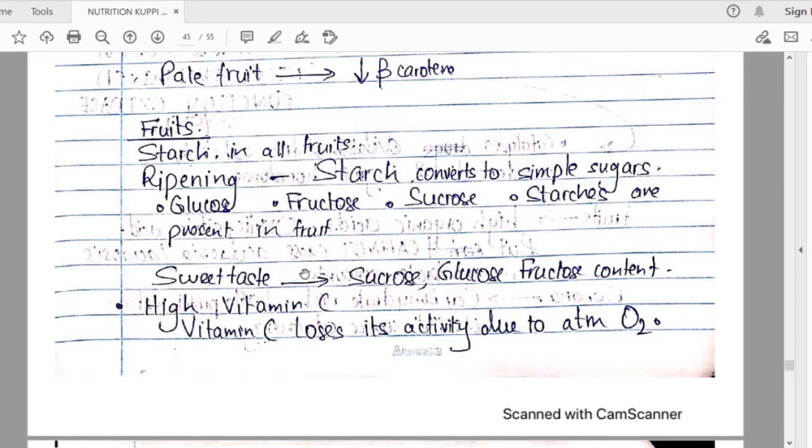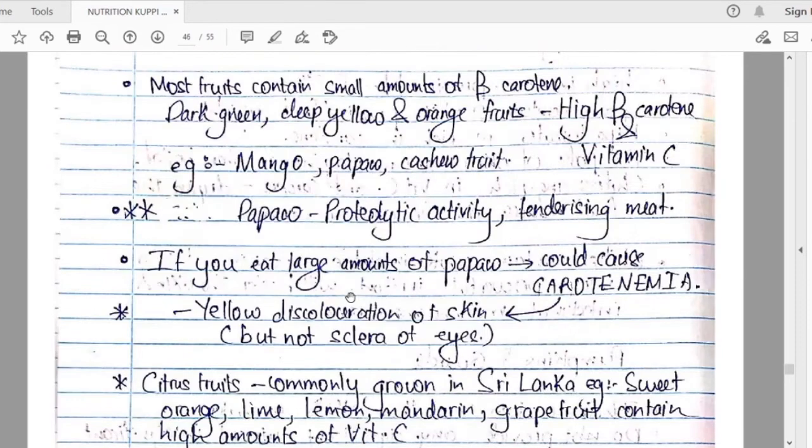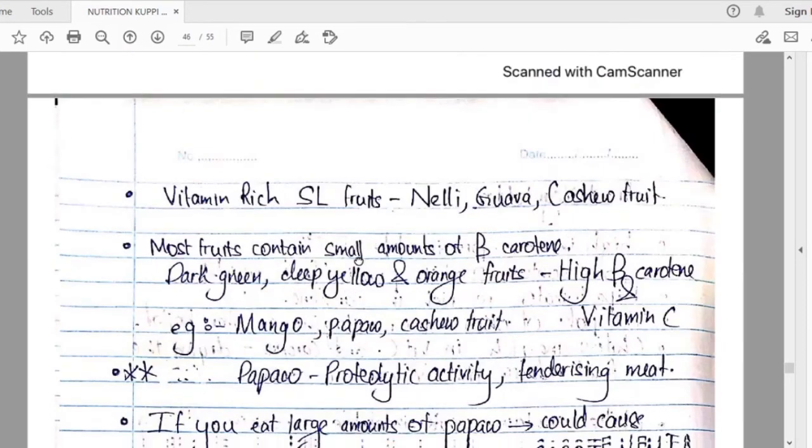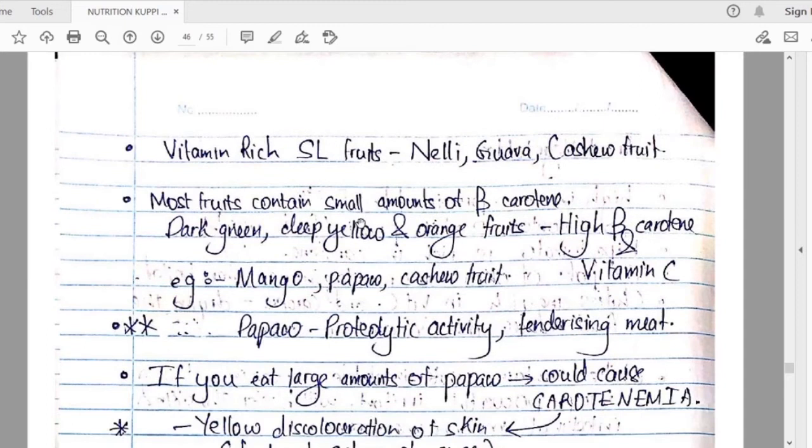They are high in vitamin C. The vitamin C content decreases when the fruit is exposed to atmospheric oxygen. If we cut the fruit and leave it in the environment, it reacts with oxygen and the vitamin C amount decreases. Vitamin C rich Sri Lankan fruits include nelli, guava and cashew fruit.